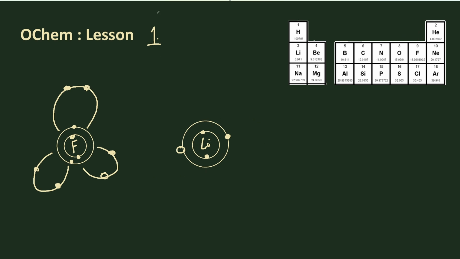And lithium out here, his last completed energy level is right here. That's energy level 1, right? Fluorine's energy level 1 is here. Same idea, just that 1 spherical shell. But neither of them have completed their second energy level.